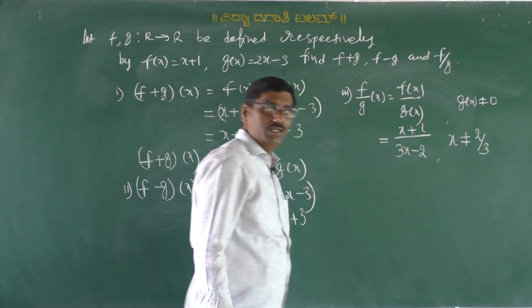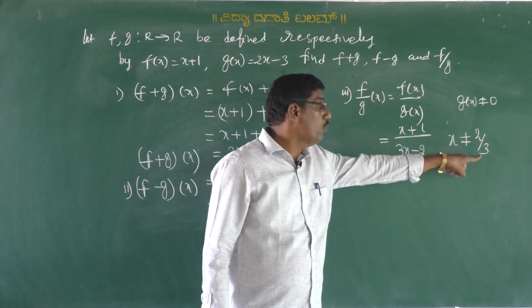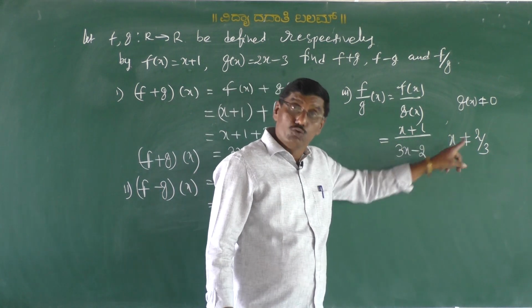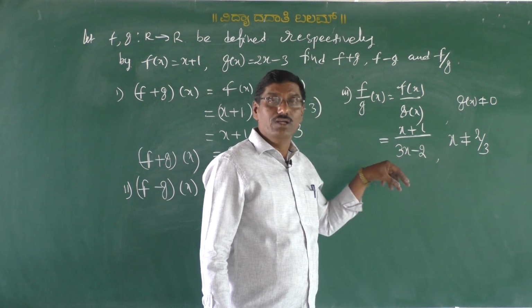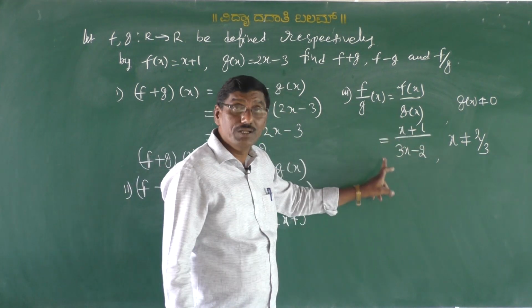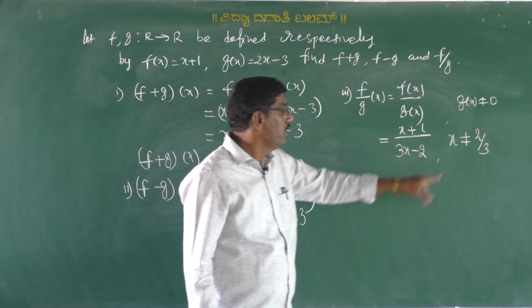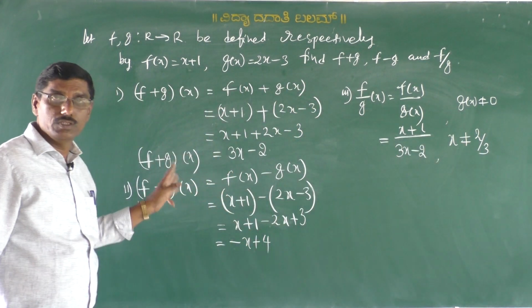What happens, sir, if x is equal to 2 by 3? If we put 2 by 3 in the place of x, here we get 0 in the denominator. Therefore the function is not defined. Hence x is not equal to 2 by 3. Have you understood this problem?